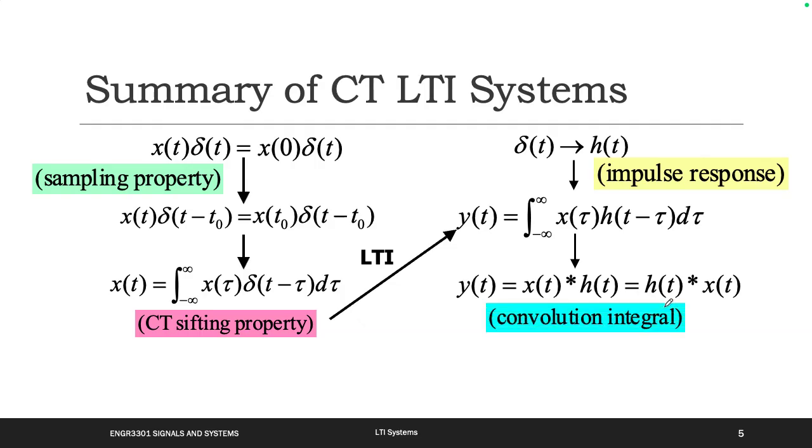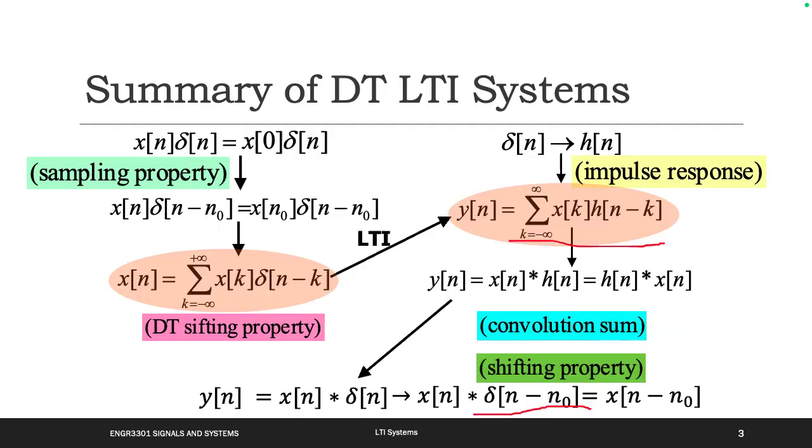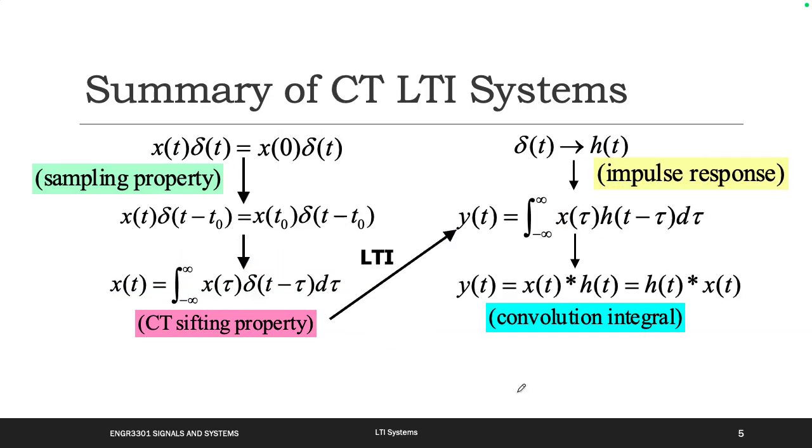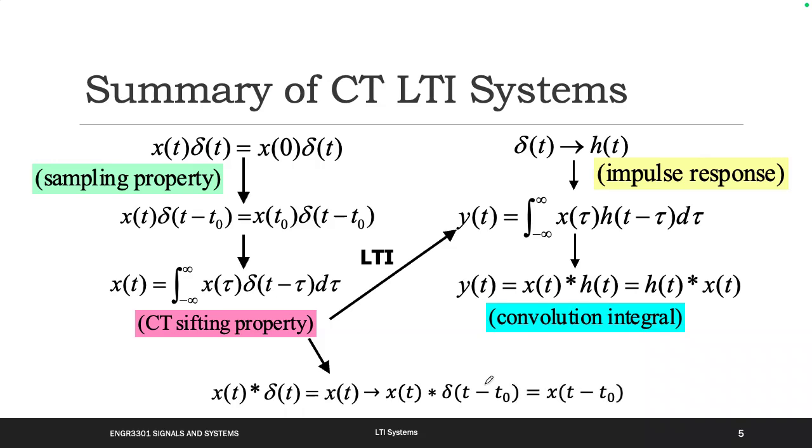Convolution integral. For DT, we call it convolution sum. This is an integral because one is just a summation, the other is an integral. Also, for this one, we have a property, a very useful shifting property, and this property can help us simplify the computation. That makes sense to you?